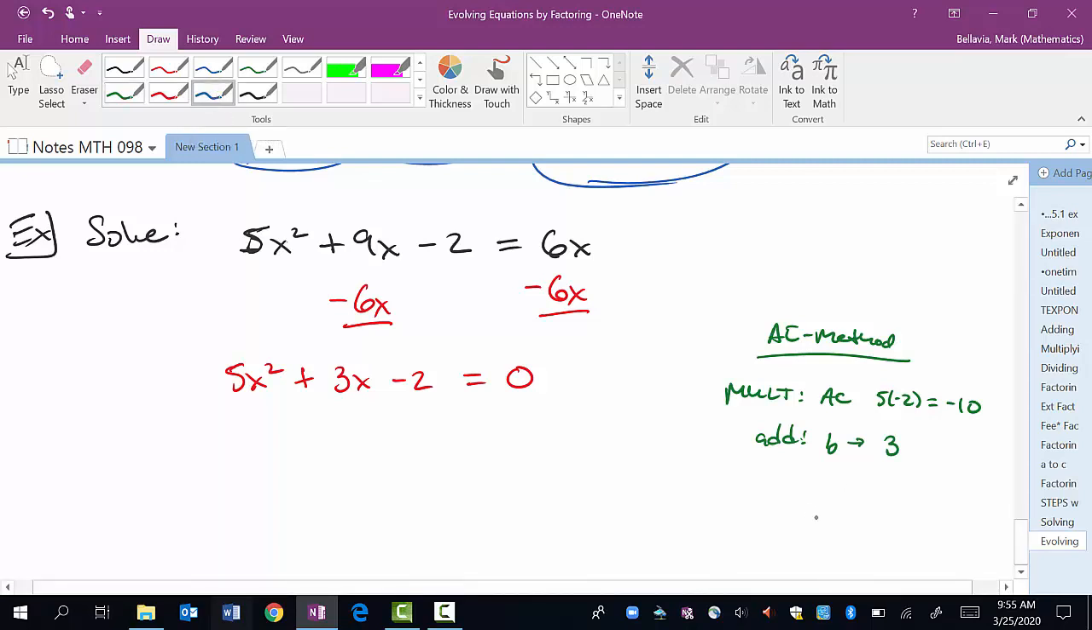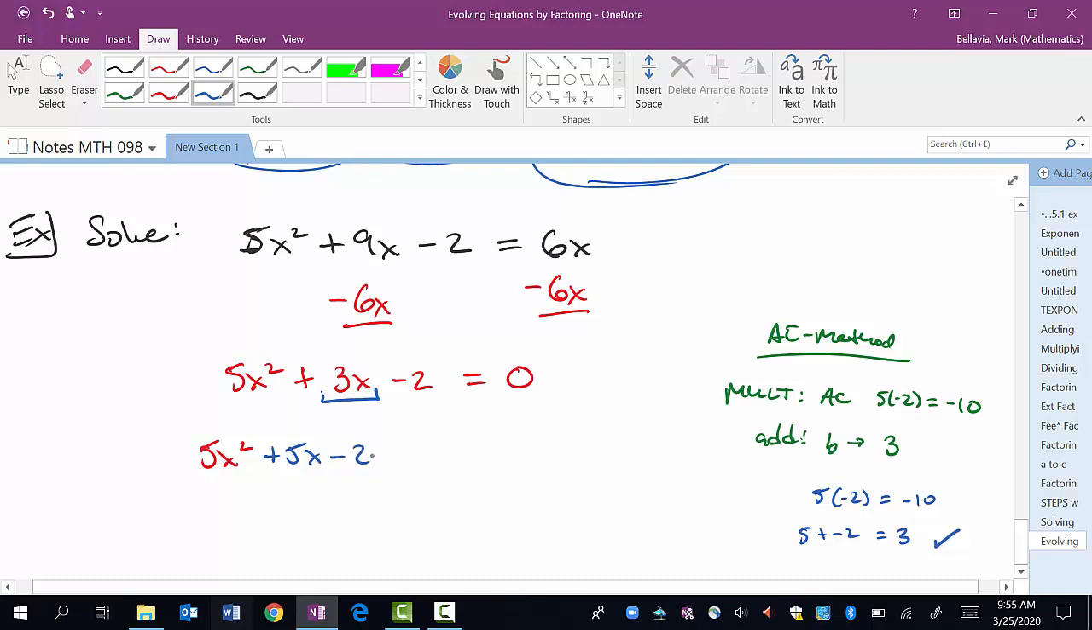It doesn't always work this way, right? But 5 times negative 2 gives me negative 10. 5 plus negative 2 does give me 3. So those numbers check out. So you're using 5 and negative 2 to rewrite that middle 3x. So when we go to rewrite this, remember the ends stay the same. So I'm going to start with 5x squared. That doesn't change. We're replacing the positive 3x with the numbers I found. So positive 5, make sure you bring the x along.